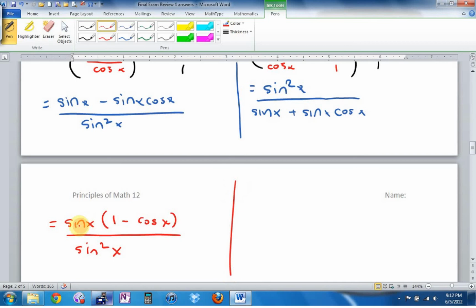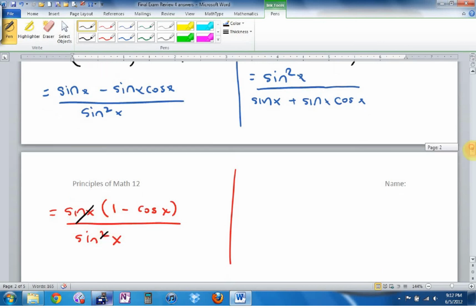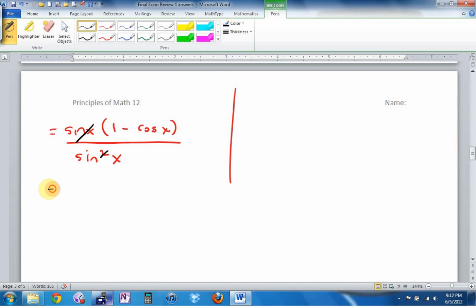How many sines? Can I factor? Can I cancel? It is factored. 1 sine on top, 2 on the bottom. One of these will cancel. My pen's acting up. And I get 1 minus cos x all over sine x.